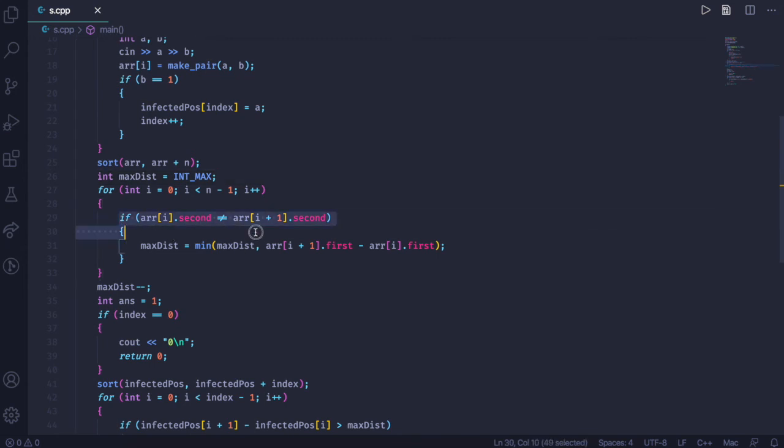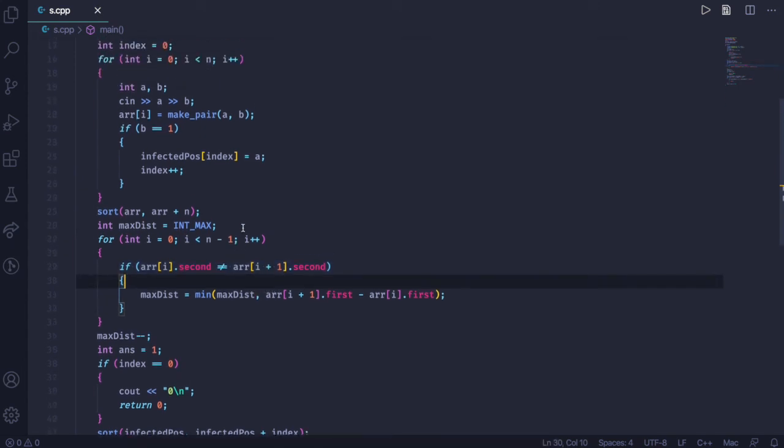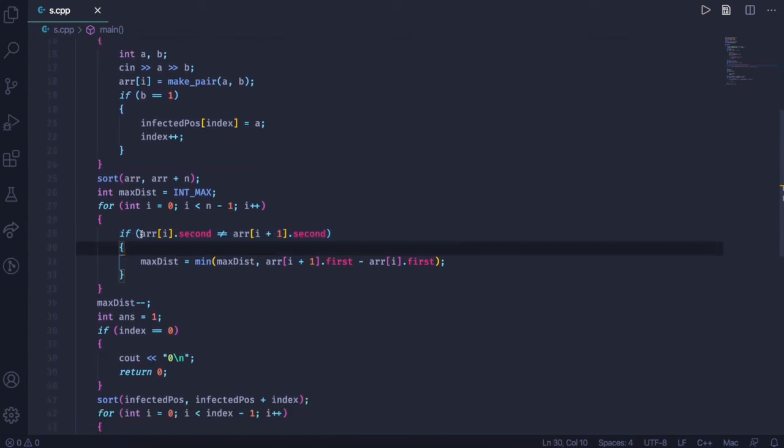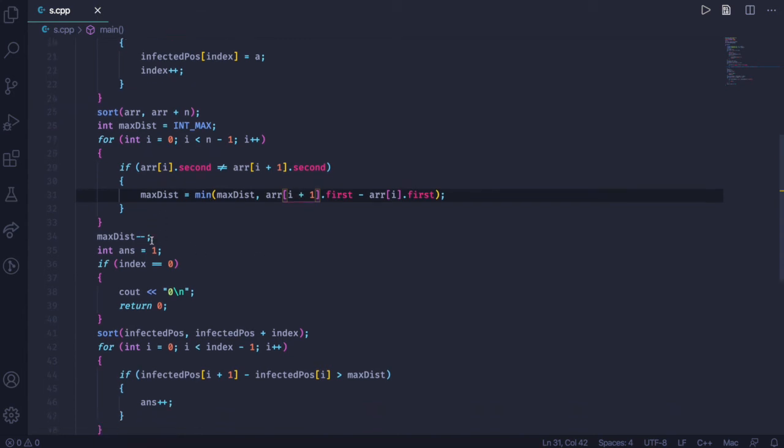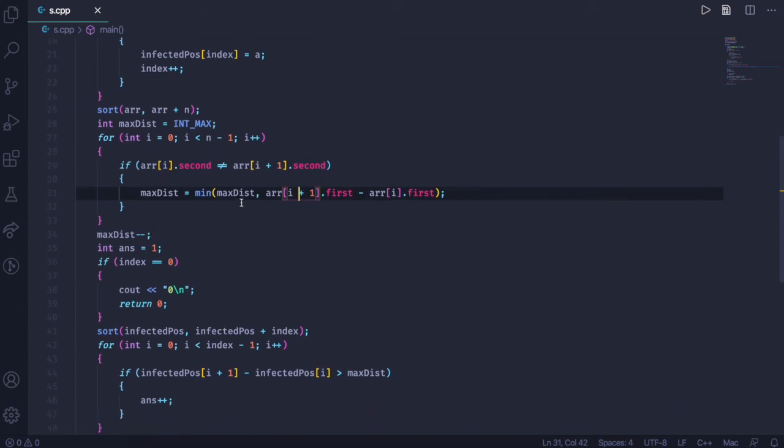Now over here I'm just looping through my normal array, and I'm saying, okay, if one of these is infected and the other one is not infected, then I want to have this maximum distance variable, which is essentially the minimum of what it is and the difference between the infected cow and non-infected cow. And like I mentioned before, this is really important because we can then use the maximum distance variable to find the number of groups that we have.